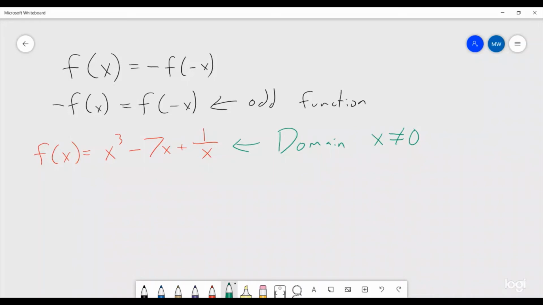We could go through and figure out what the range is. The codomain is going to be all real numbers, but we could figure out the range, and the easiest way to do that would be to graph it and see if there are any y values that it never attains.